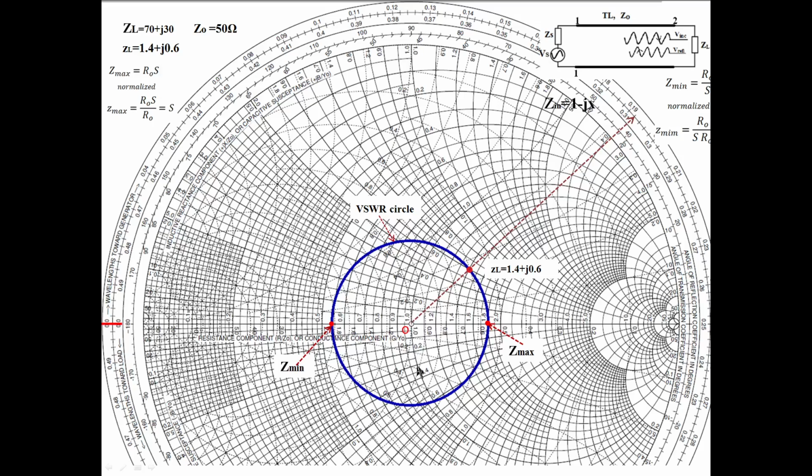This is the R equal to 1 circle. The VSWR circle intersects the R equal to 1 circle here. You stop here. What I did is, I moved like this, and wherever I found R equal to 1, I stopped. This is the R equal to 1 circle, because the R value is 1 all over the circle. I stopped here.